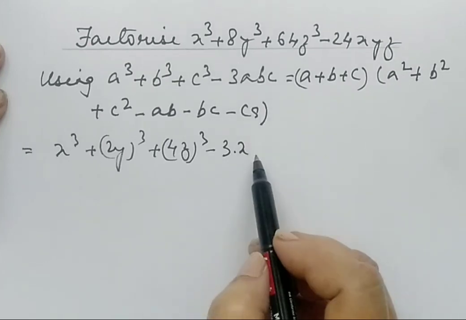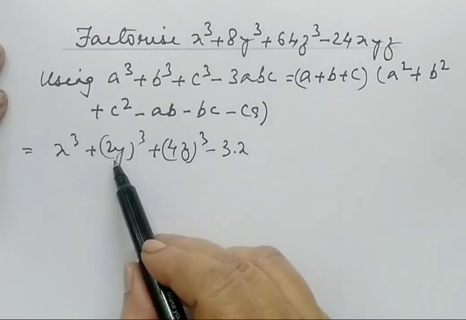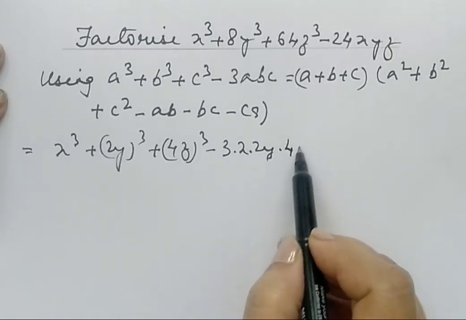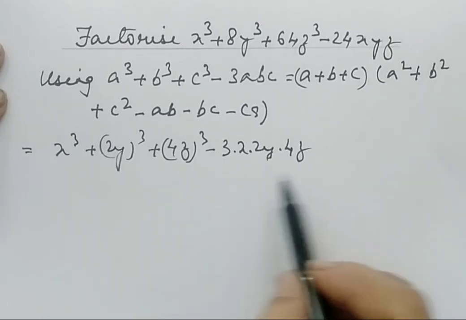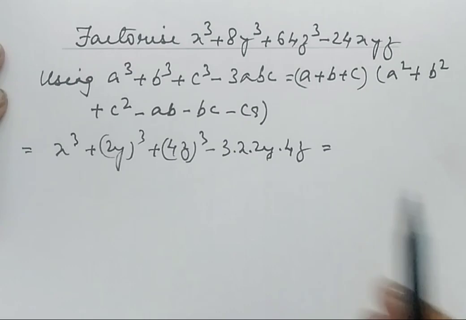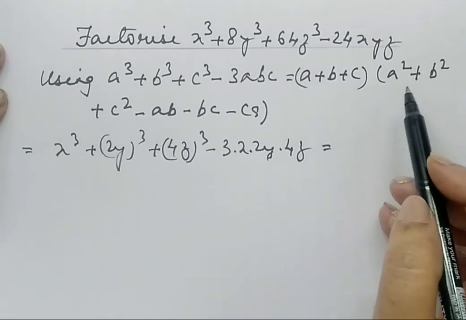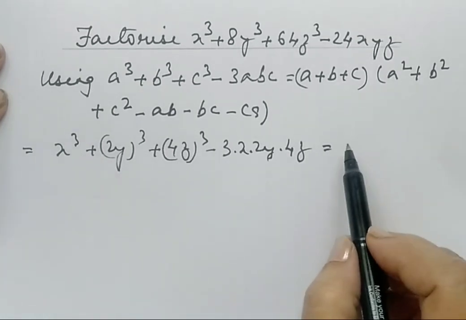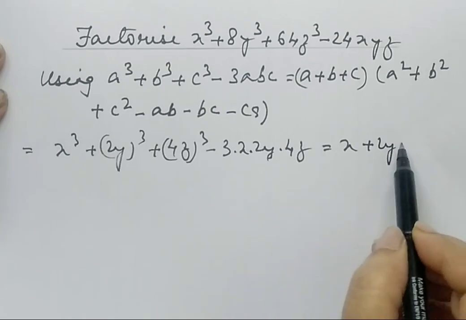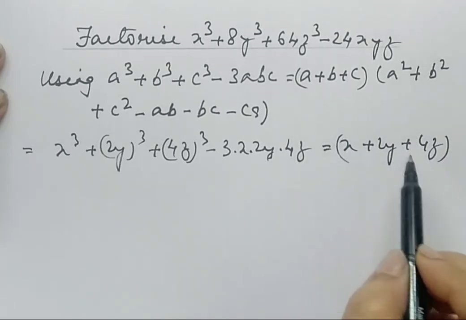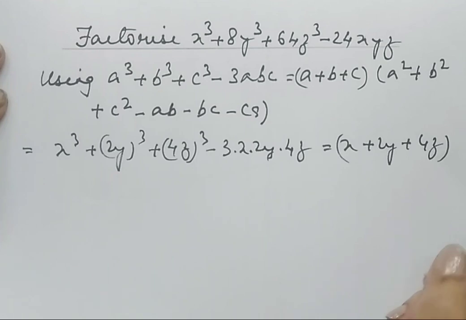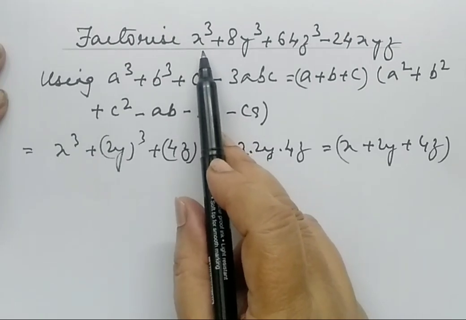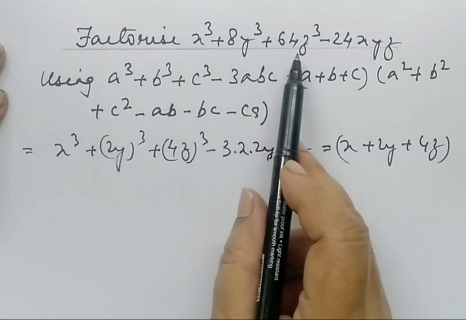Then we have 3x, and what about my next one? This is clearly 2y, okay, and then I have 4z, isn't it? So left hand side we have finished, right hand side we have to get it. Which is x plus 2y plus 4z, isn't it? So x plus 2y plus 4z. So this is the first factor, okay, which comprises of a plus b plus c. In this case it is x, and here 2y and 4z.